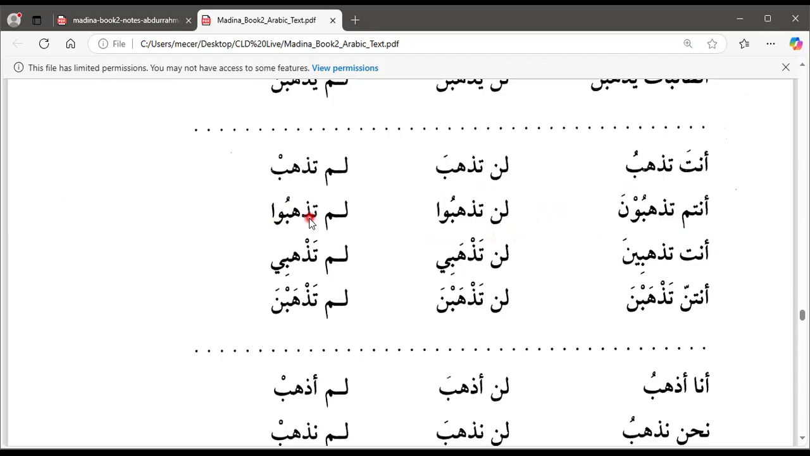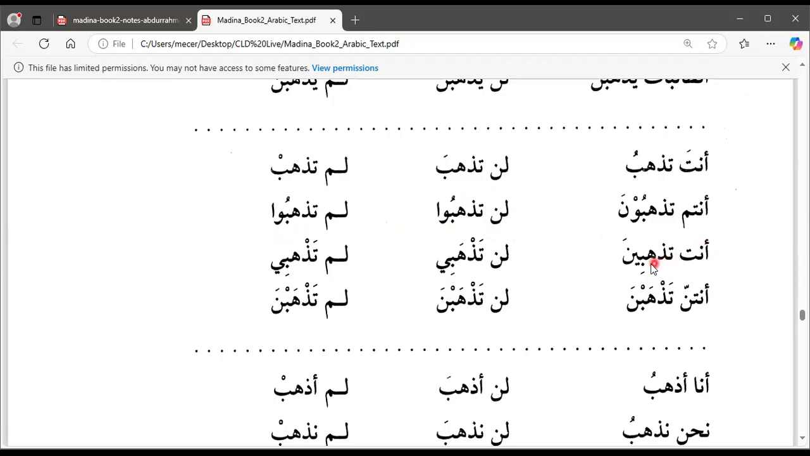فعل مضارع مجزوم حذف نون. So the difference between لم تذهبوا and lan tadhabu, this tadhabu and this tadhabu is only understood based on its position and what precedes it in a sentence. So if you know lan, you know it is mansub. And if you know lam, you know it is majzum.